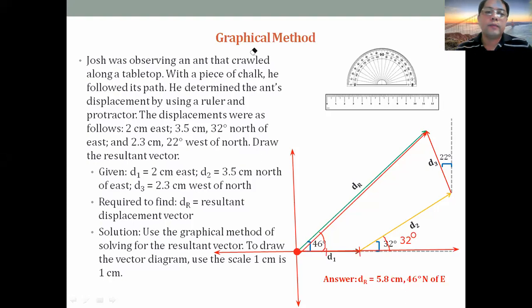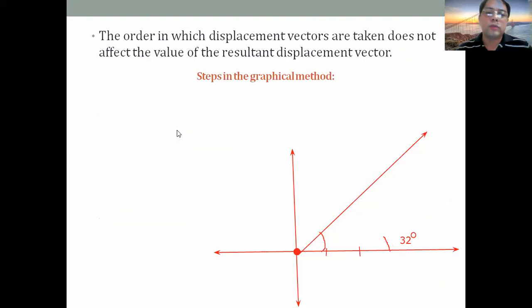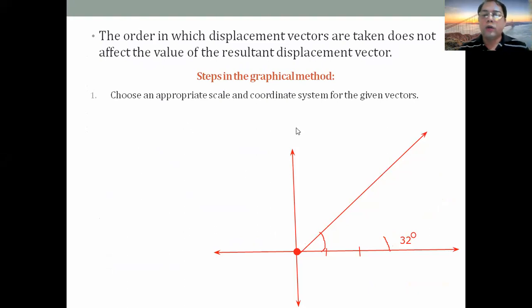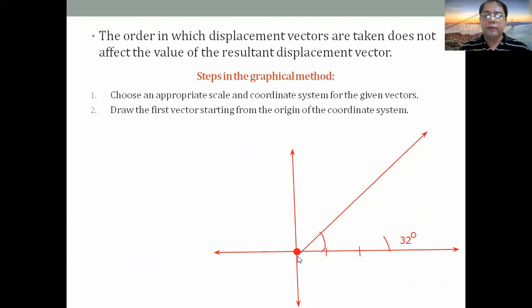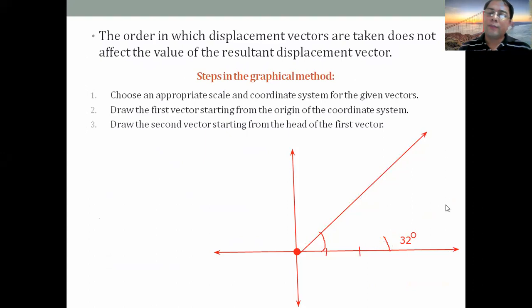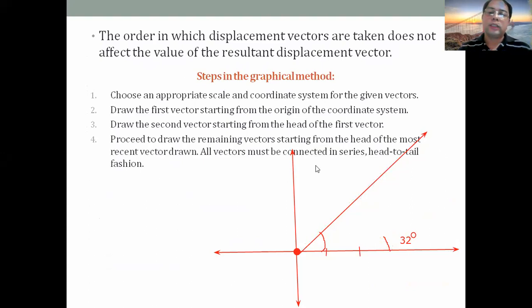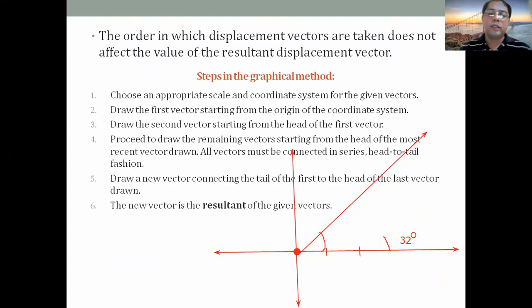Okay, continuing, we go to another approach. Steps in the graphical method: we use a scale and a coordinate system, meaning x and y axes. You draw the first vector from the origin. Draw the second vector at the head of the first vector, so at the tip you put the tail of the second vector. And then continue if there's a third one. Once you are done, draw the last side, closing the figure, from the starting point to the tip of the last vector, and that is called your resultant.